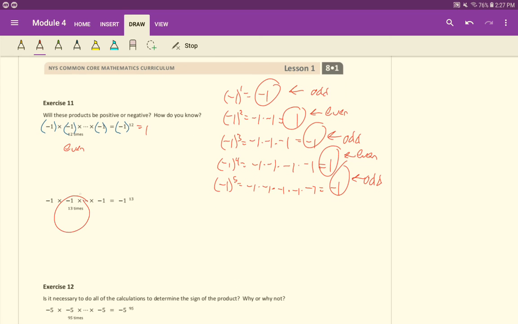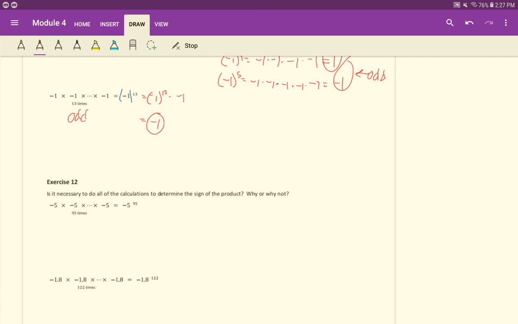Okay, what about 13 times? Well, if we had negative 1 to the 12th and that was a positive 1, negative 1 to the 13th is just negative 1 to the 12th times 1 more negative 1. Okay? So then what's our answer going to be? It's an odd number, so we'd expect a negative 1. All right. We'll pause there, and we'll do a few more of these exercises in the next video.